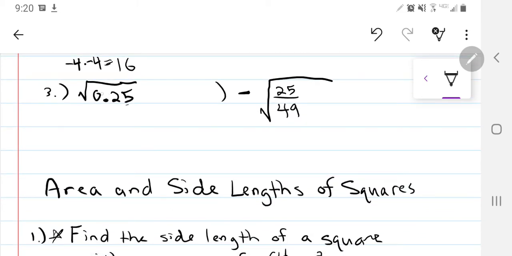Next two problems, we're going to square root 0.25. Well, we know the square root of 25 equals 5, so it could be some variation of 5, maybe 0.5, maybe 0.05. Well, we have to just kind of guess and check. Let's try it out. So let's try 0.5 first. 0.5 times 0.5, if we multiply that, we get 25, and we have two decimal places, so 1, 2. Yay, that's 0.25, so our answer is going to be 0.5.